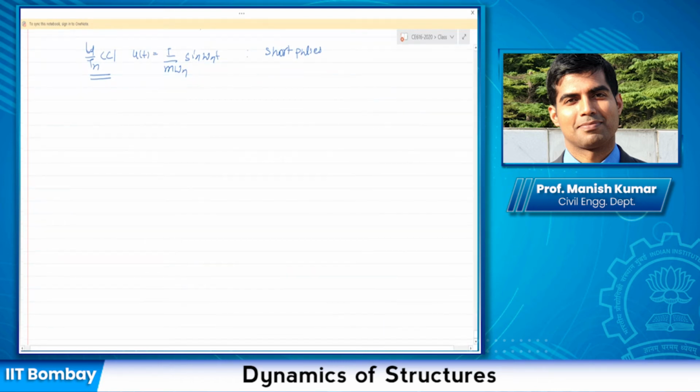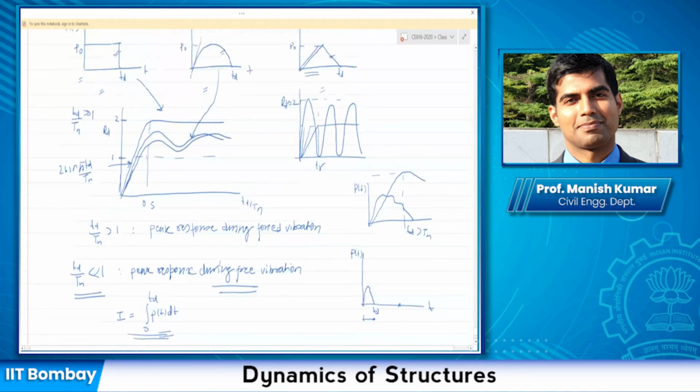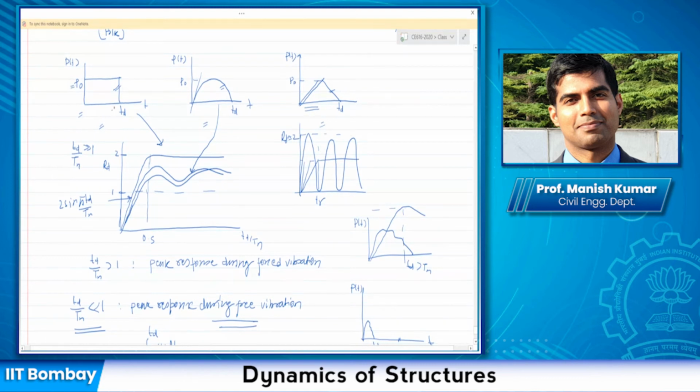So let me now consider the same 3 pulses. Remember, in this case, when I consider 3 pulses, the magnitude, the peak, the amplitude and the durations were the same. However, the area in this case was P naught TD. The area in this one, I think, would be P naught pi TD by 4, I think. I'll have to check that, but I think that is the area. And in this case, it would be half P naught TD.